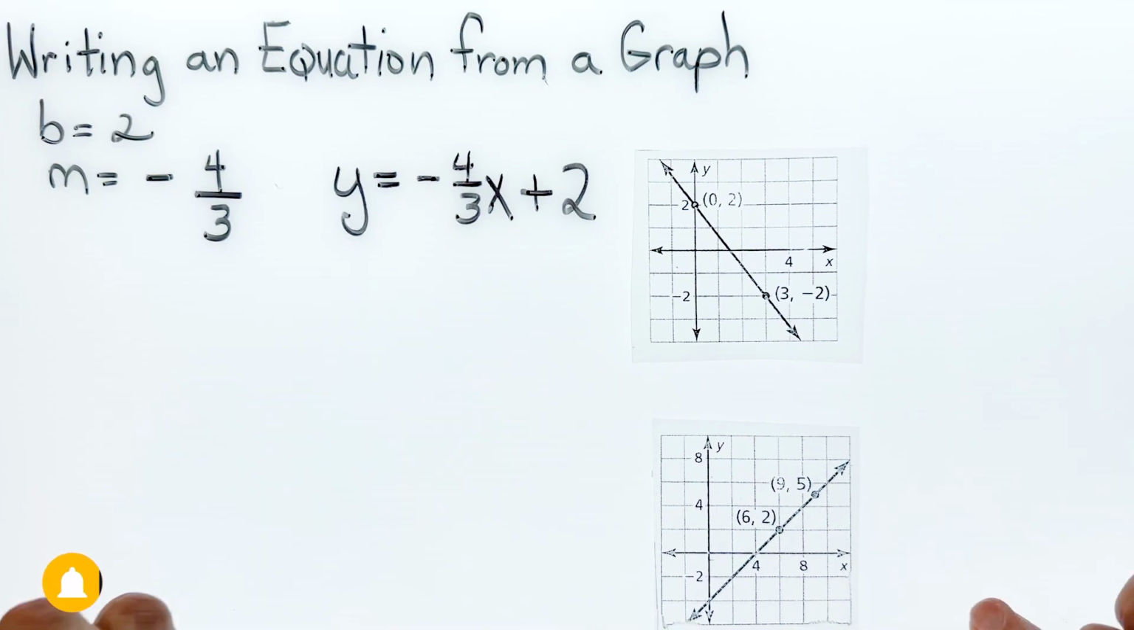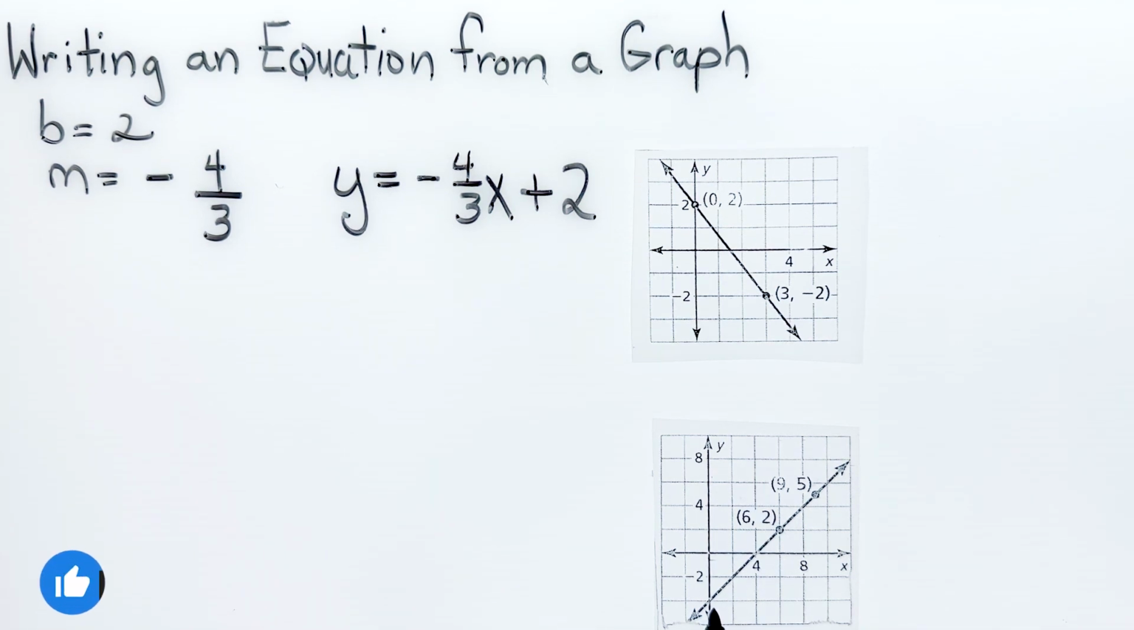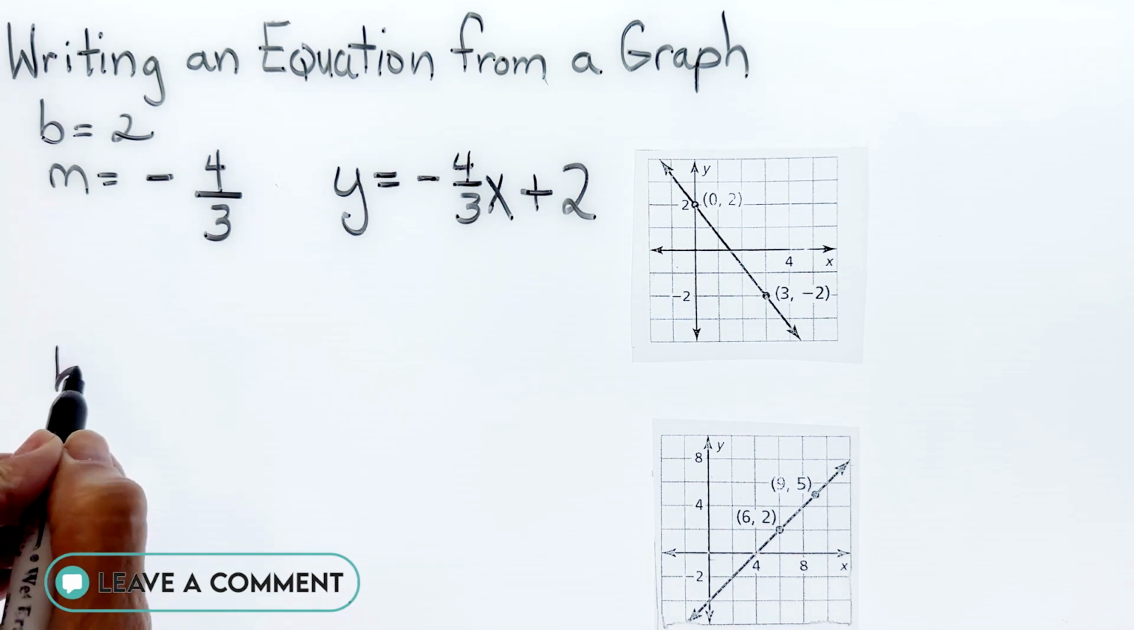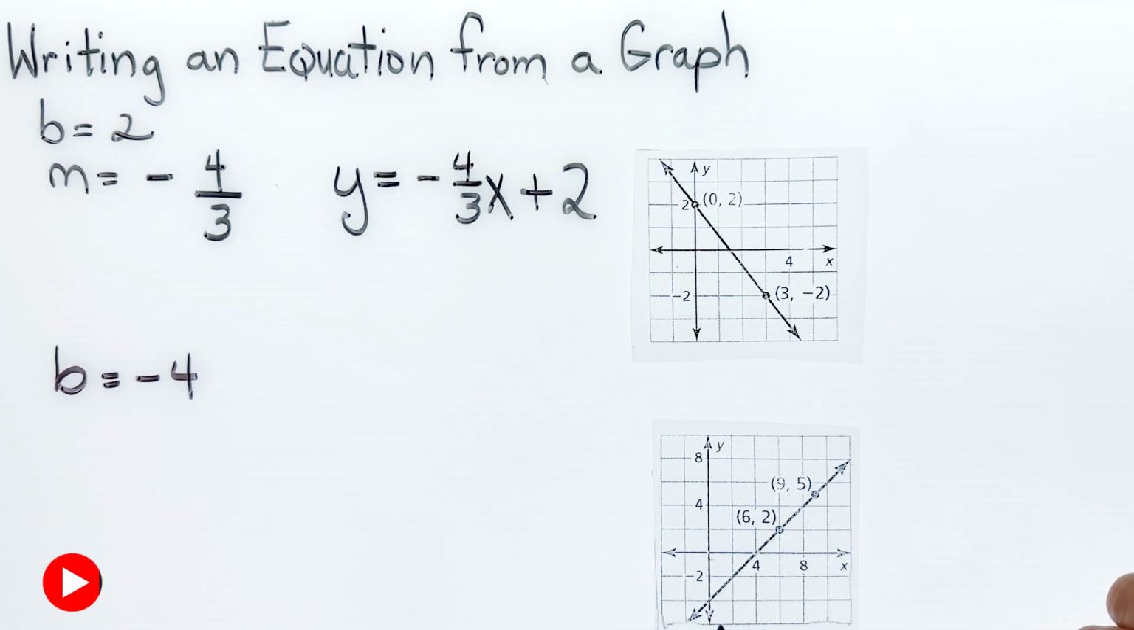So I am going to notice again, this is going to be a positive slope because it's going uphill from left to right. And I'm going to start where my y-intercept is. It's down here. And since this is negative 2, we know that is a negative 4. So my b, my y-intercept, is equal to negative 4.